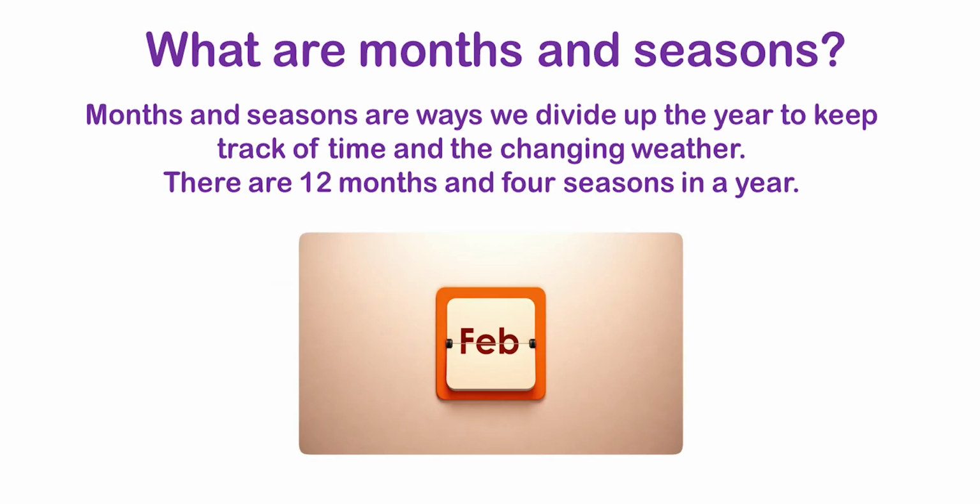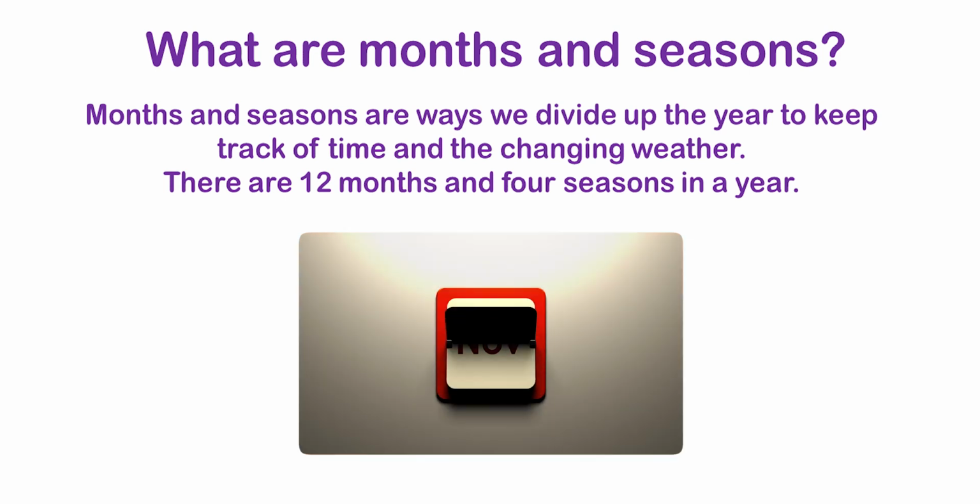What are months and seasons? Months and seasons are ways we divide up the year to keep track of time and the changing weather. There are 12 months and 4 seasons in a year. The seasons and months help us plan for holidays, birthdays.